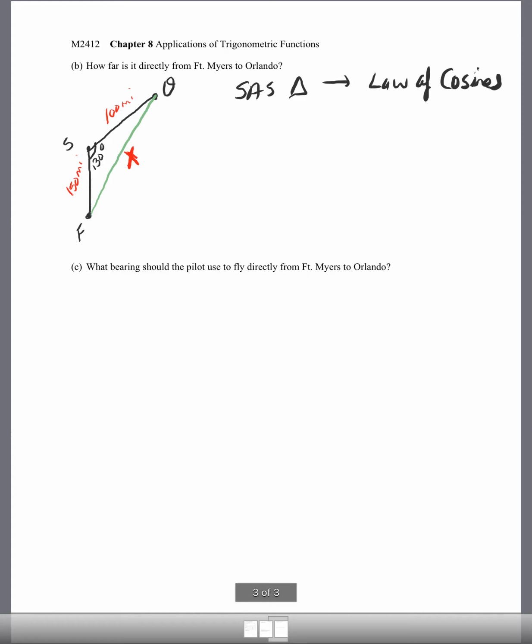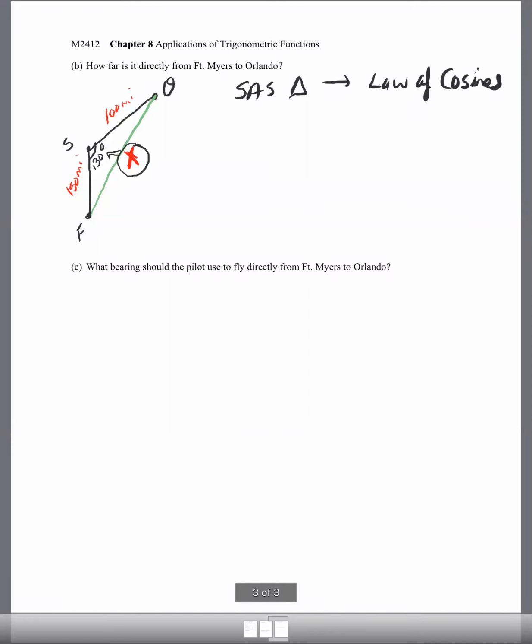And this is where the alphabet kind of goes away. We've been working with formulas that said ABC. Now I have a triangle that's like FSO. So you really just have to understand the pattern of the formula. What I know is that my unknown is X, and he's across from that 130 degree angle.